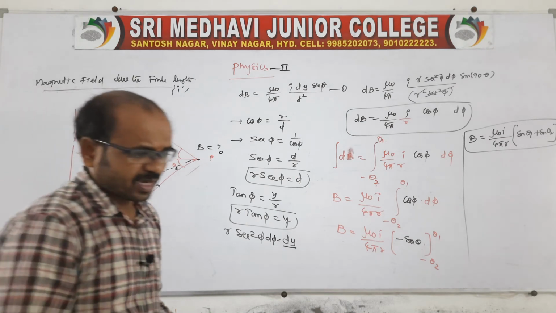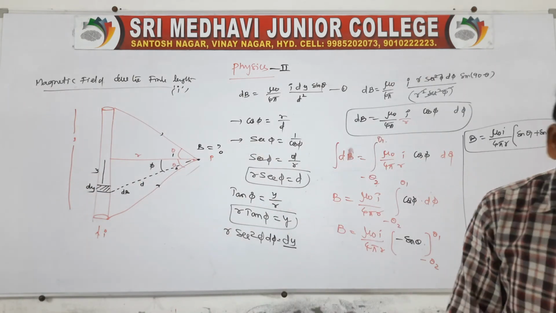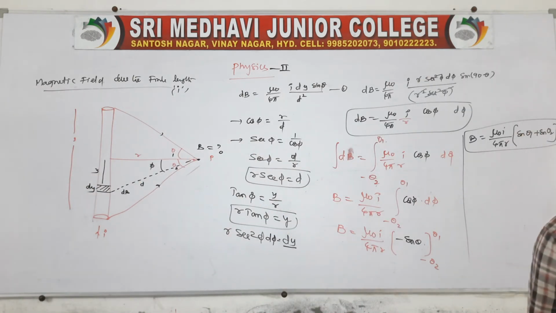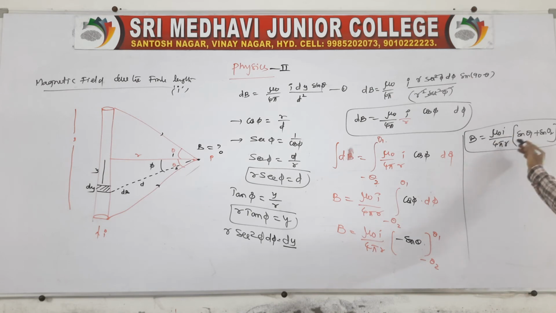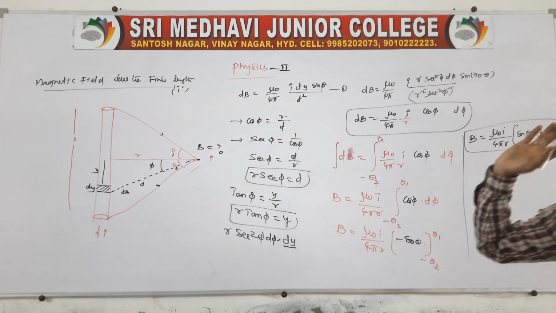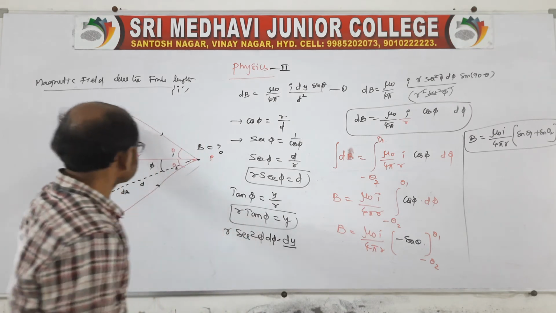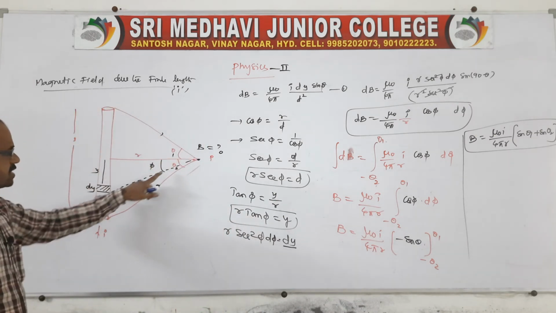Due to a finite length of a current carrying conductor, the magnetic induction will be like this. The negative sign indicates the angle is measured in anti-clockwise direction. So B is equal to mu naught I by 4 pi r into sin theta 1 plus sin theta 2 due to a finite length, because there is one angle theta 1 and the other angle is theta 2.